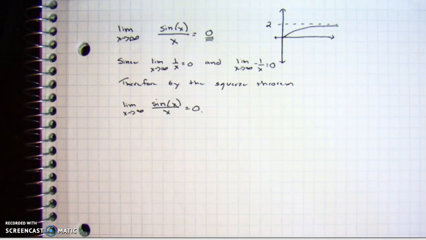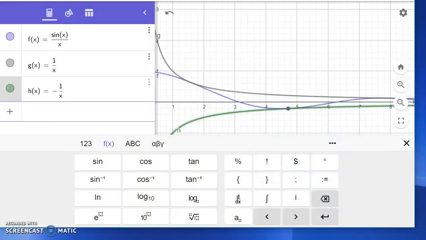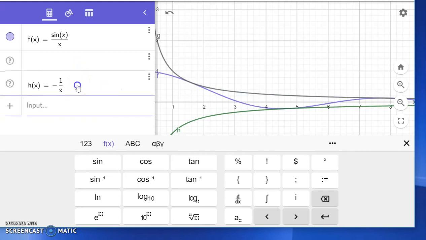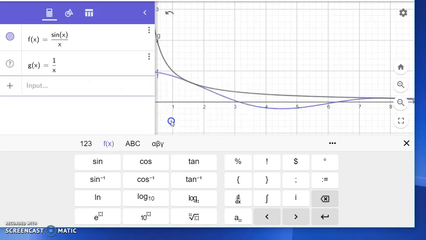But okay, let's go back to our graph. Now, let's say you get something real crazy, right?